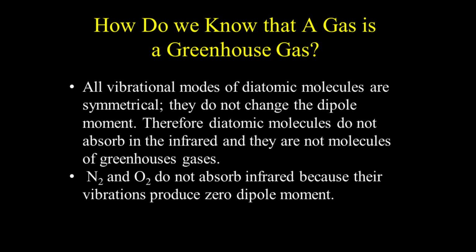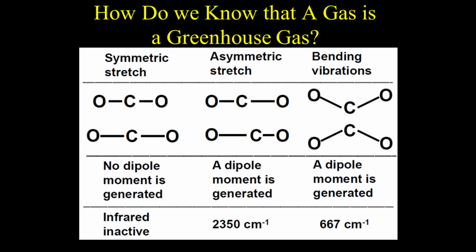Let's repeat this. All vibrational modes of diatomic molecules are symmetrical. They do not change the dipole moment. Therefore, diatomic molecules do not absorb in the infrared, and they are not molecules of greenhouse gases. Nitrogen and oxygen do not absorb infrared because their vibrations produce zero dipole moment. Molecules such as water and carbon dioxide do absorb in the infrared because they include vibrational modes with non-zero dipole moments.